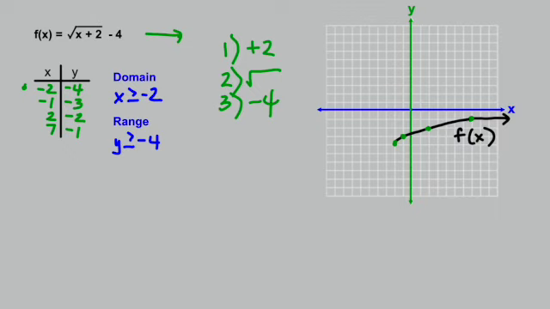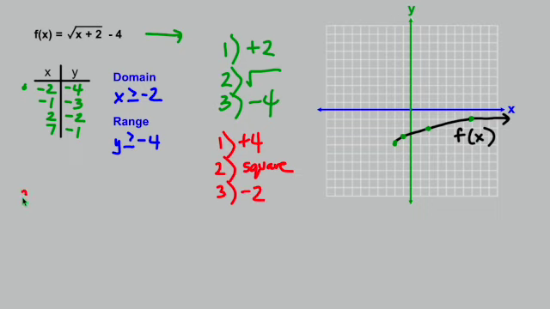So now when we switch over to the inverse, we're going to reverse this out. So the last thing we did was subtract 4, so the first thing we're going to do is add 4. Second thing was square root, so now we're going to square. And then the first thing, now reversed, is that we're going to subtract 2.